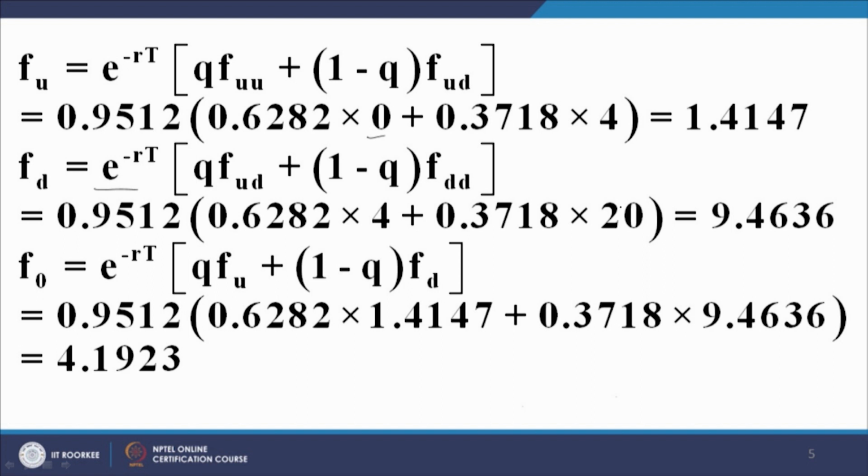Substituting the various values, we get the value of FU as 1.4147. Similarly, FD is 9.4636, and using these two values and working backwards, we get the value of F0 as 4.1923. So, in essence, we are rolling back the tree from the terminal nodes. From the data at the terminal nodes, we roll back the tree step by step and arrive at the value at t equal to 0, which is F0.